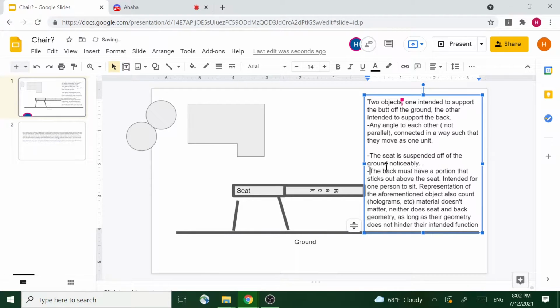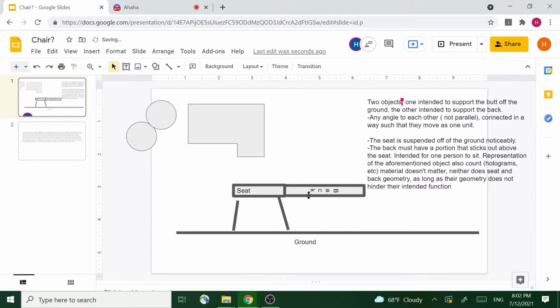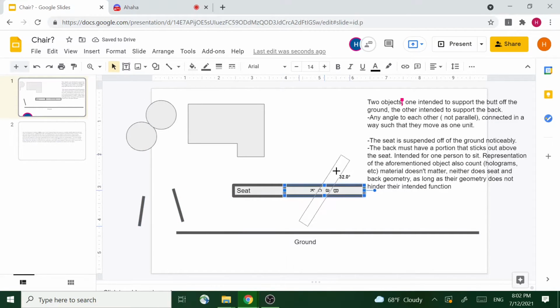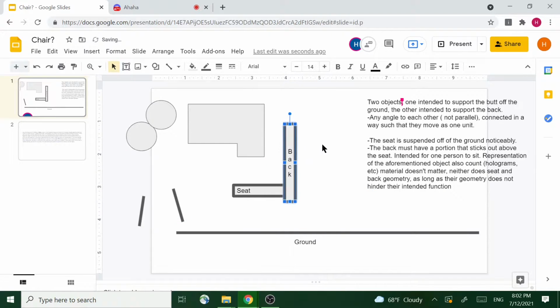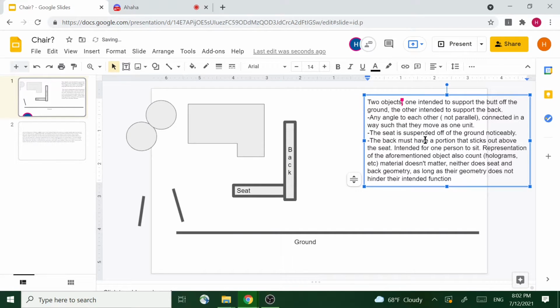One intended to support but be off the ground. Off the ground. Well, is it off the ground, or is being off the ground necessary? Because I can remove the legs and put it on the ground. Okay, fine. It doesn't necessarily need a leg. It just needs to be supported off the ground. It could be covering, for all I care. So this also covers the leg part. It doesn't really matter how it's supported off the ground, as long as it's supported off the ground. So we don't need to mention the legs at all.